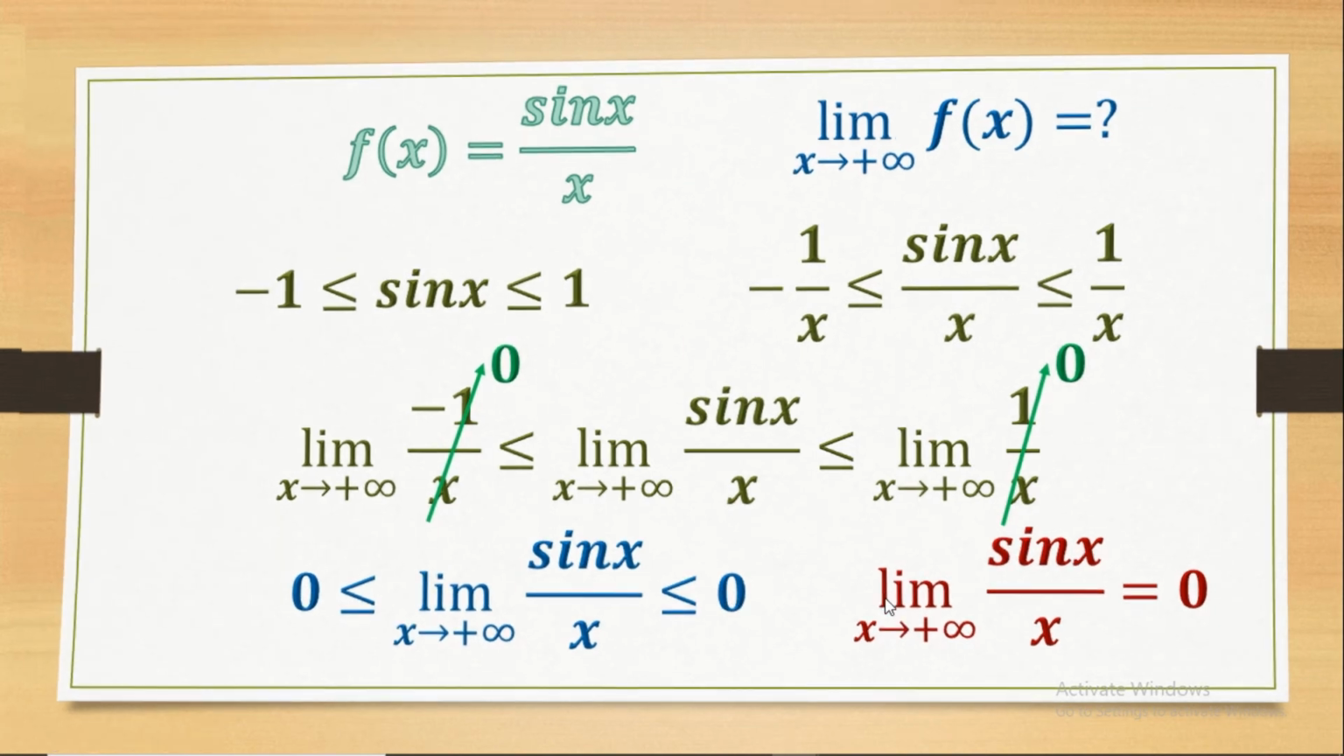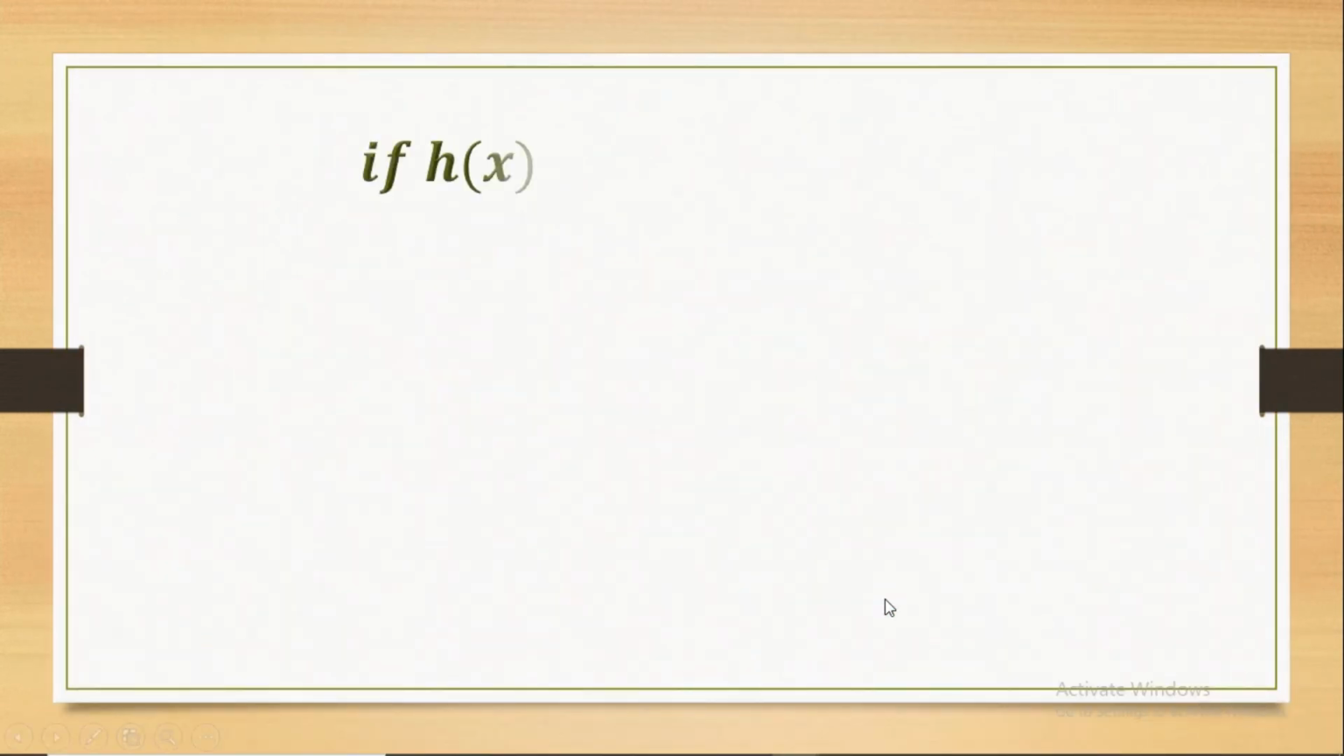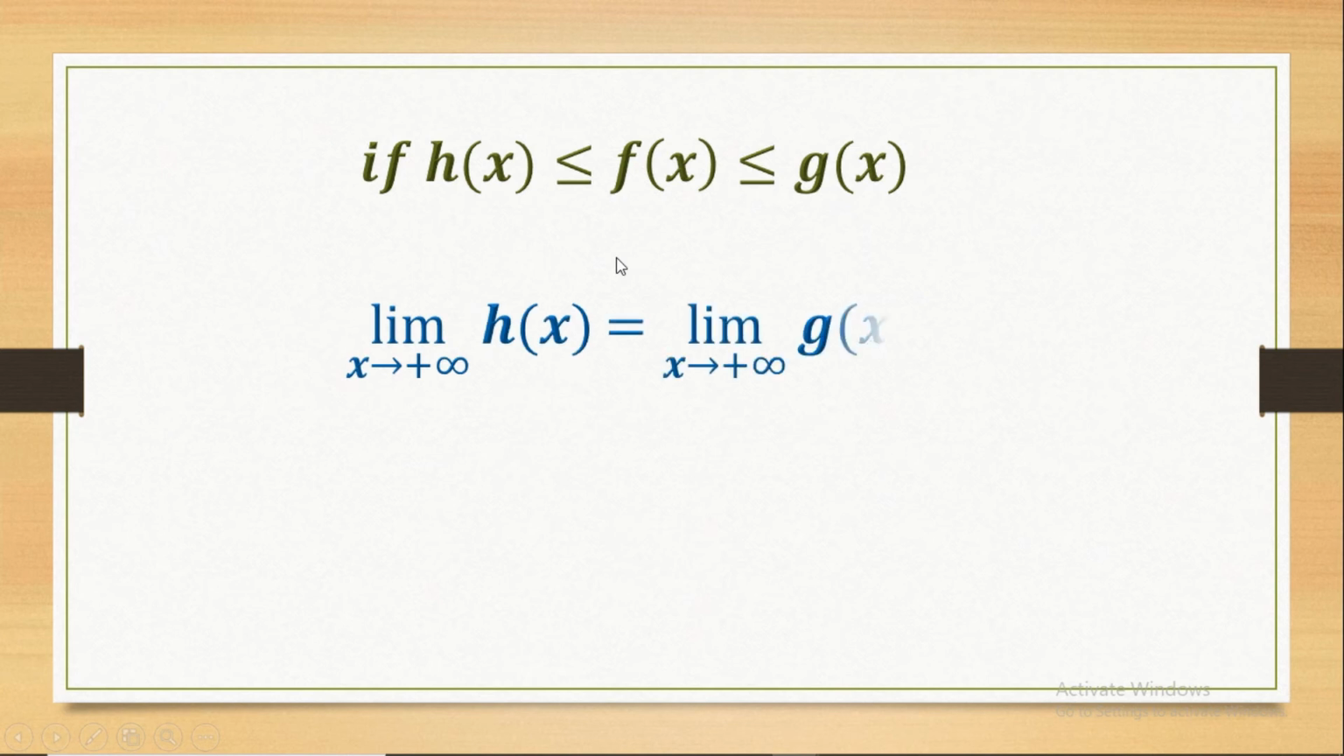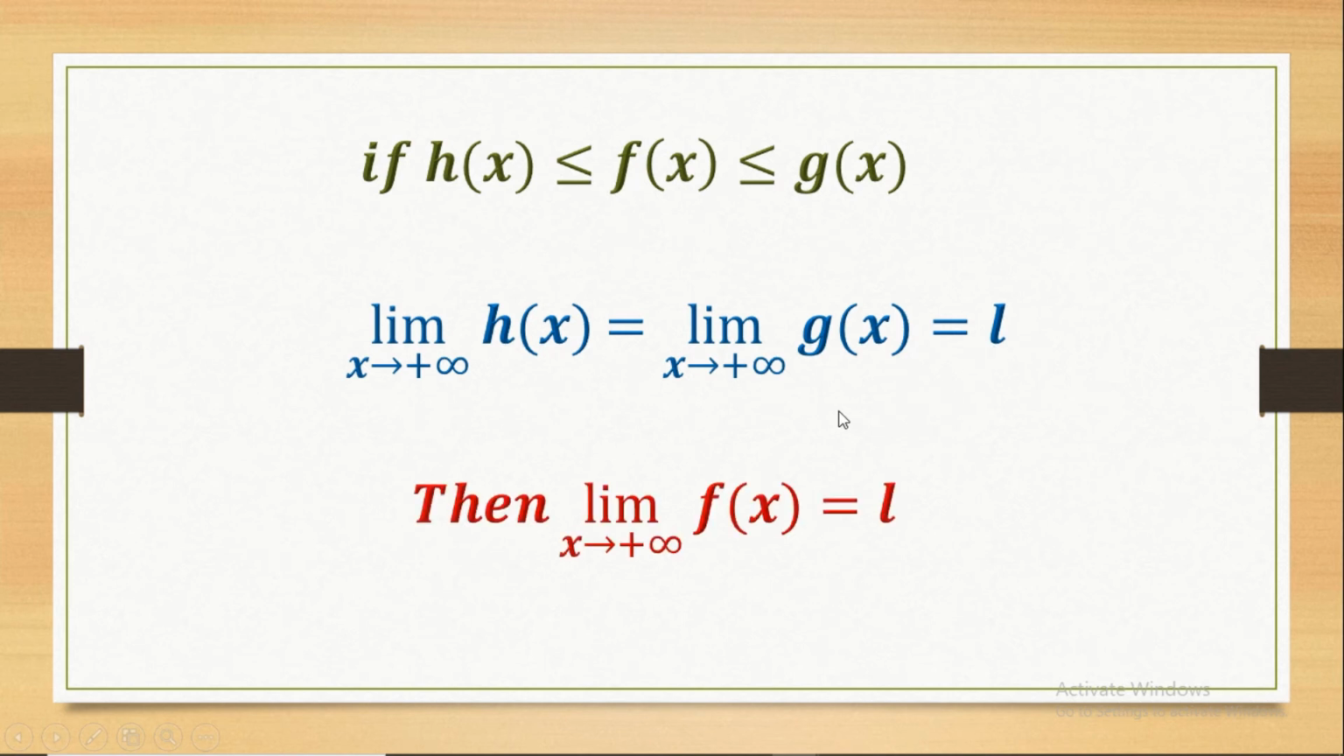Well, here also we have a rule. If a function f of x is between two functions h of x and g of x, and if the limit at plus infinity for h of x is equal to the limit for g of x as x tends to plus infinity, equal to the limit l, then we can say in this case that the limit of f of x at plus infinity is equal to l.